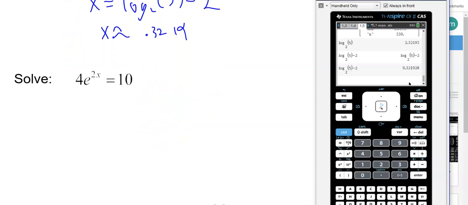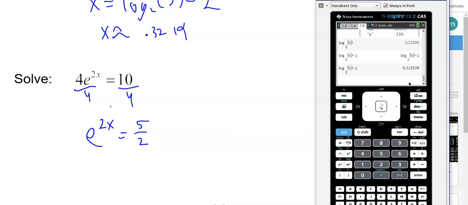Now we have this one. I really like this problem. I want to change the form, but I don't know if you noticed, I can't change the form. That's not exponential form. That 4 is in the way. So I've got to get the 4 on the other side. You get e to the 2x equals, I'm going to write this as 5 over 2 because that fraction simplifies.